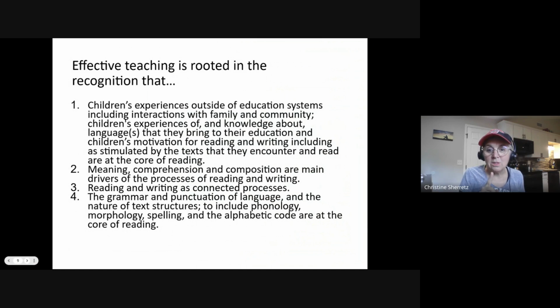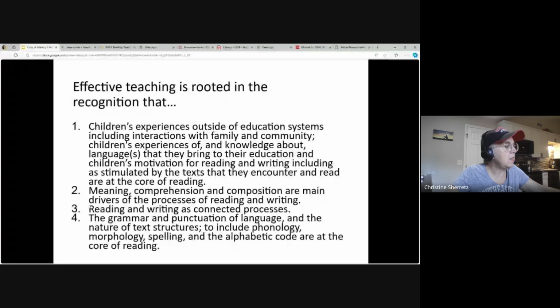That's why I want you to read the article about the helix approach, because what that theory is saying is that there's more to it. We have to consider background knowledge. We have to consider motivation. Another principle is meaning, comprehension, and composition are main drivers of reading and writing. Reading and writing should go together. And in Chapter 5, you're going to be looking at those reading processes and writing processes. They're connected. Grammar and punctuation of language, text structures, phonology, spelling are all at the core of reading.